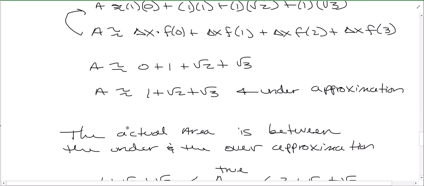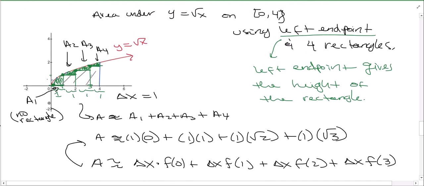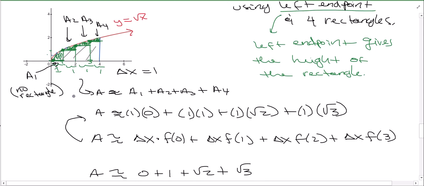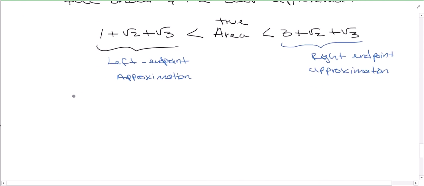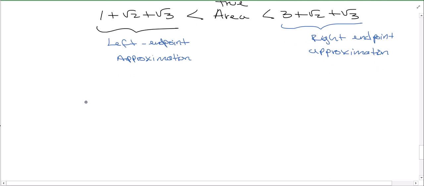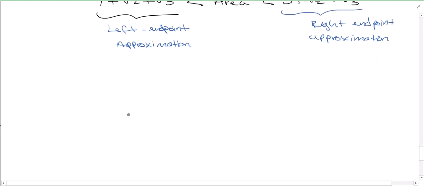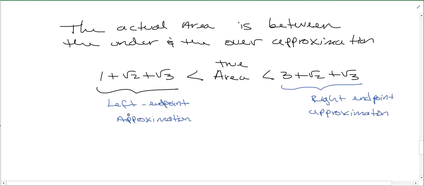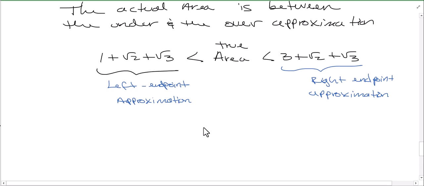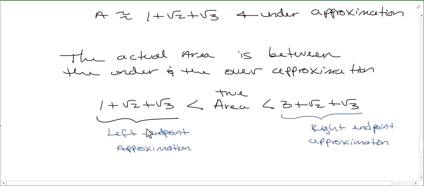A better approximation will be what if I use the midpoint? If I use the midpoint, then that cuts down the over and under approximation by quite a bit. So in the next video, we're going to do an example where we find, for a different function, right endpoint, left endpoint, and midpoint area approximations.